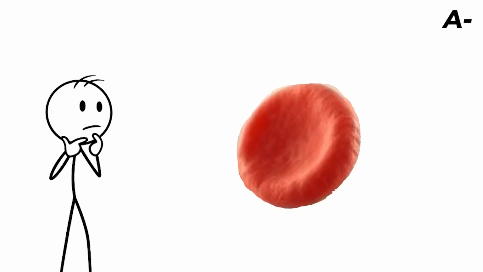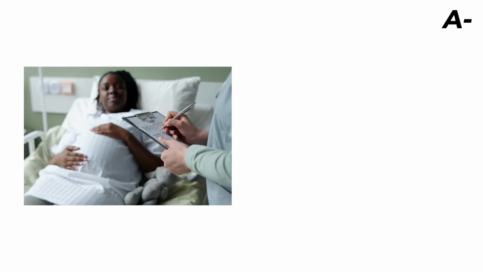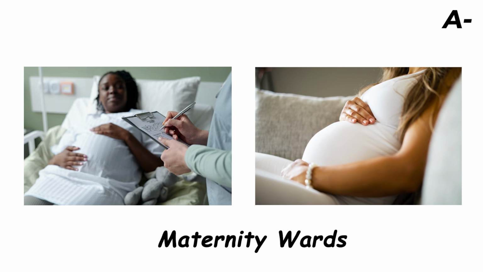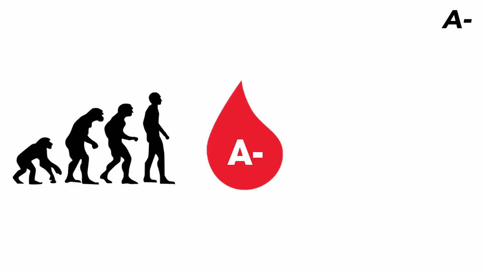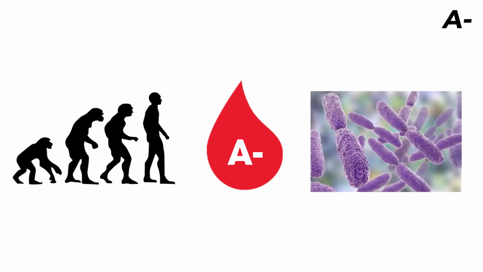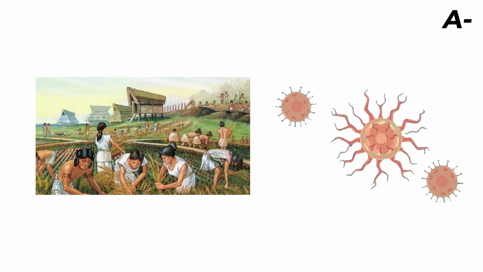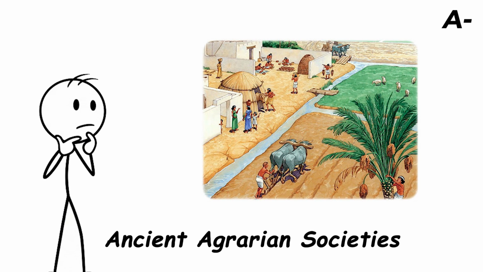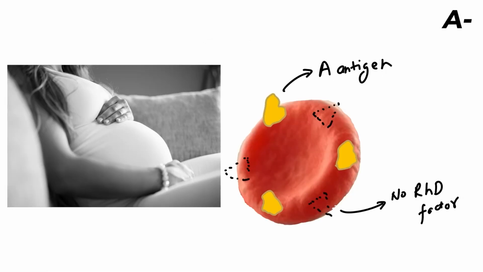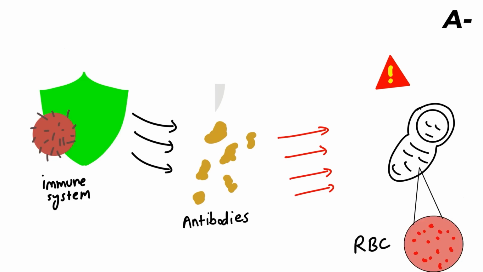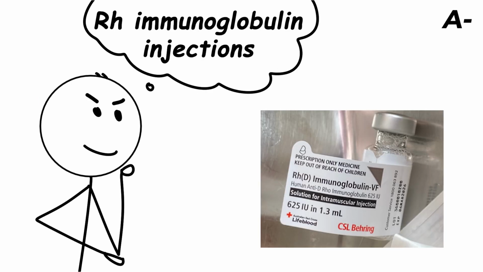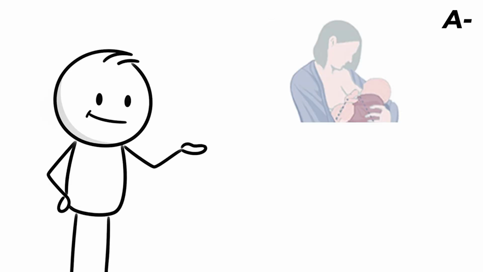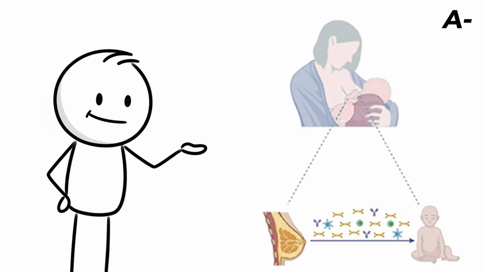The scarcity heightens the importance of each donation, especially in hospitals serving maternity wards and surgical centers. Historically, A-negative individuals benefited from resistance to bacterial infections in dense settlements, a trait tied to ancient agrarian societies. However, pregnancies involving Rh incompatibility posed serious risks before medical intervention. Modern management with Rh immunoglobulin injections now prevents maternal antibody development that can harm the fetus.